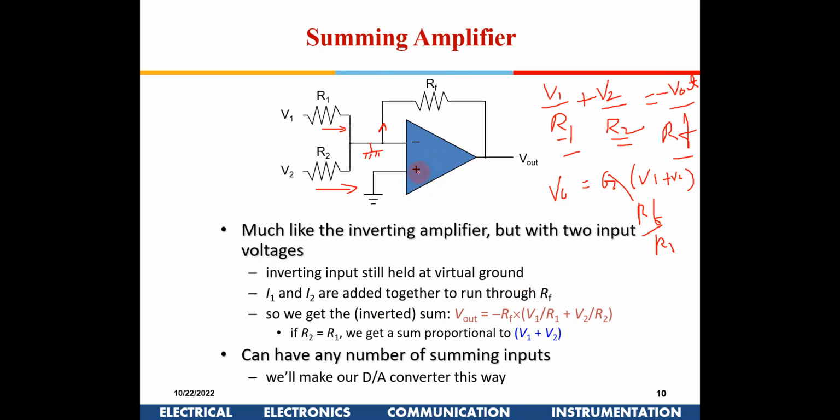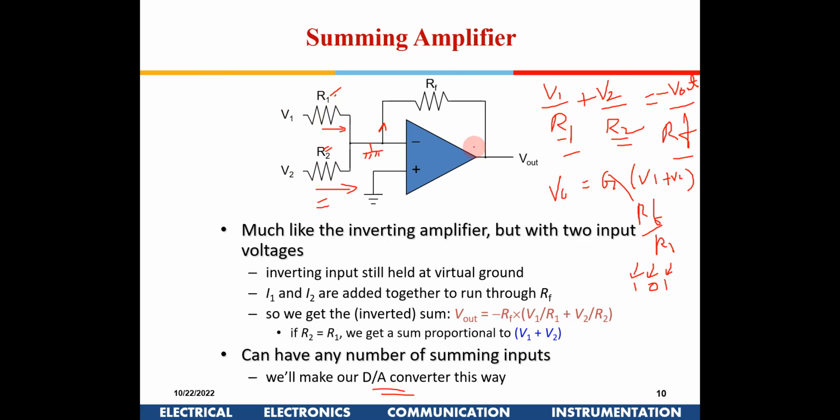So this can be used for D2A converters also. For digital, suppose you have 101. This is 1 into 1, 0 into 2, and then 1 into 4. So if I change these values, if I put R as 1K, this as 2K, and then this as 4K, they will get divided by the weightage, whatever weightage. So I can use it for digital to analog conversion also.